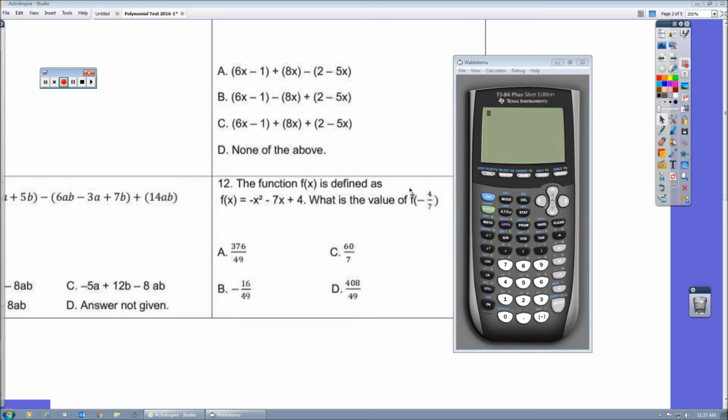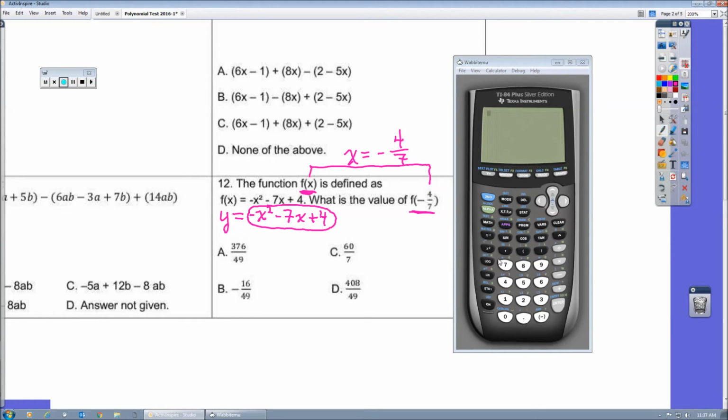The function f of x is defined as, they give you this equation. We're going to write this in kid-friendly terms. We don't like to use f of x. We like to use y equals. Don't forget about that little negative sign in front of x squared, guys. Some of you tend to read a little too fast. I make that same mistake sometimes. And look at the difference between f of x and f of negative 4/7. What is the obvious thing they did? They replaced x. That's what they're asking you to do. Replace x with negative 4/7 and give me an answer for y.